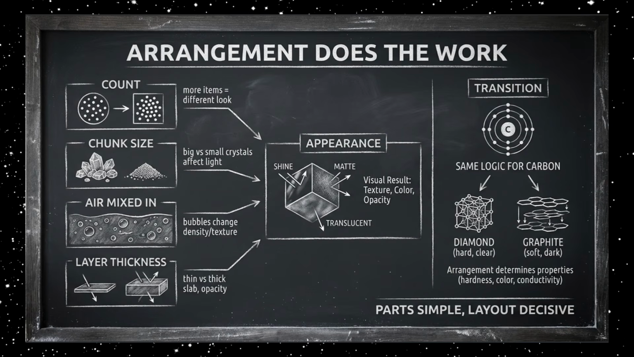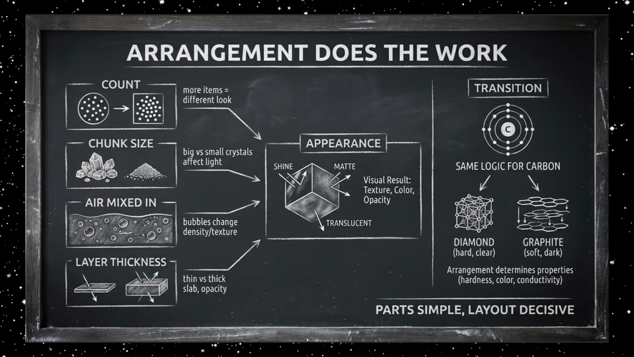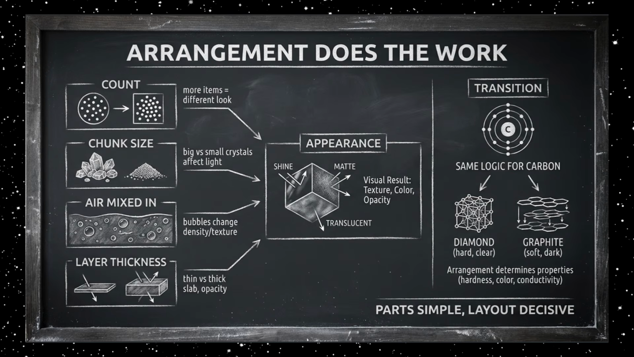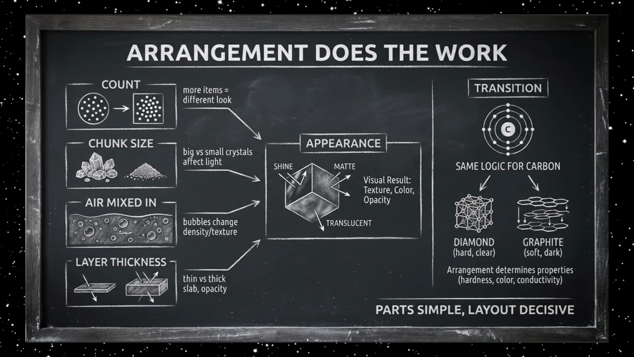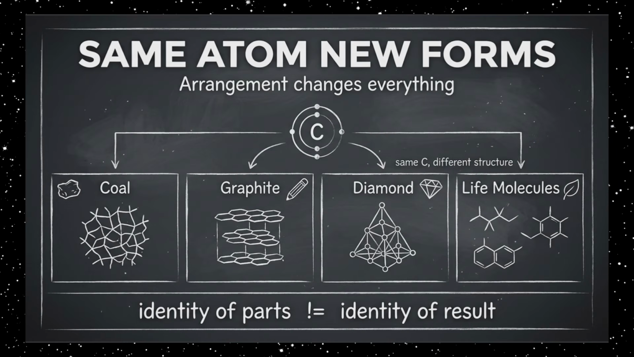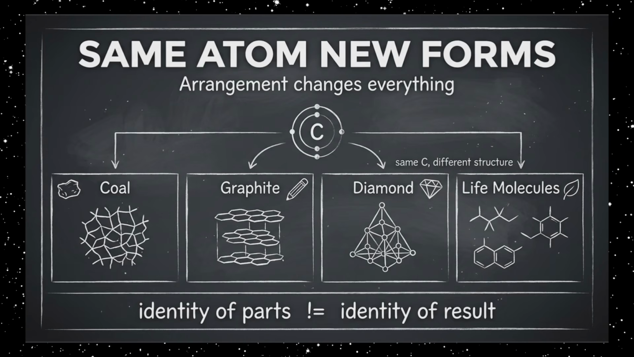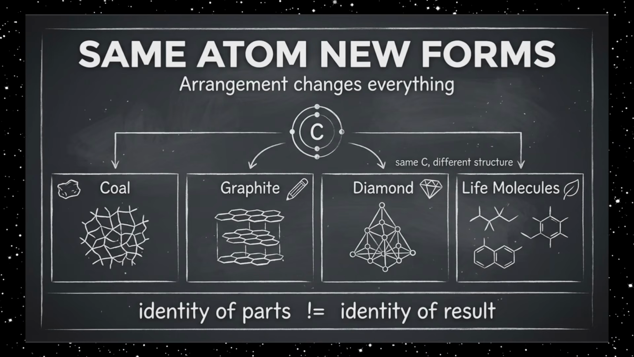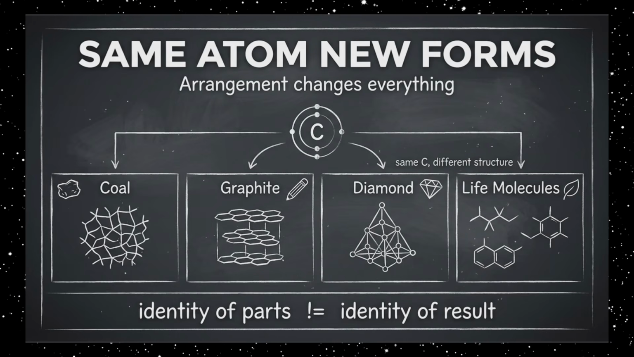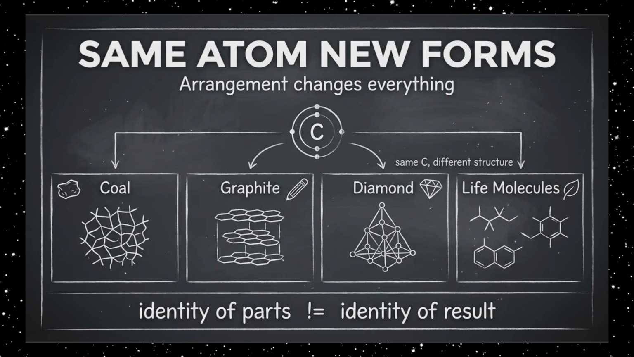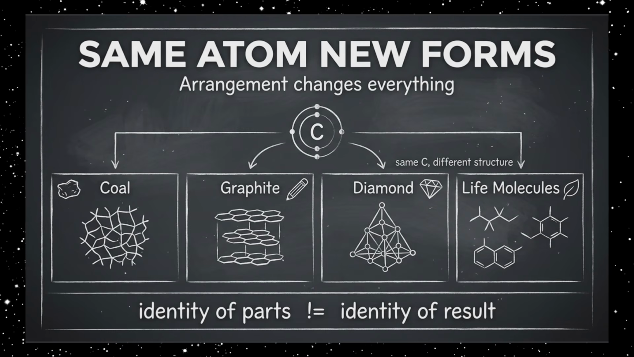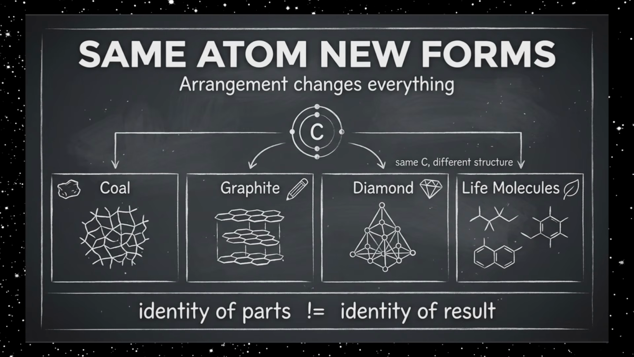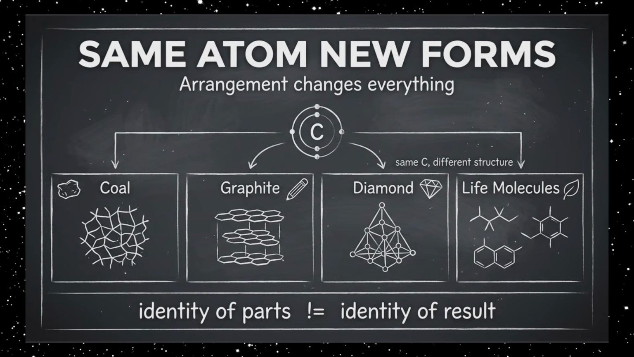Now think about what that means for everything else. Carbon atoms, all by themselves, are nothing special. But arrange them one way, and you get coal. Arrange them another way, and you get pencil lead, which is graphite. Arrange them another way, and you get diamond. Arrange them yet another way, and you get the molecules of life. Same atom, totally different things, depending on arrangement.